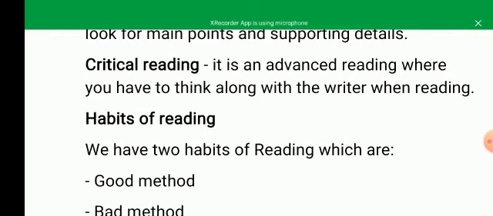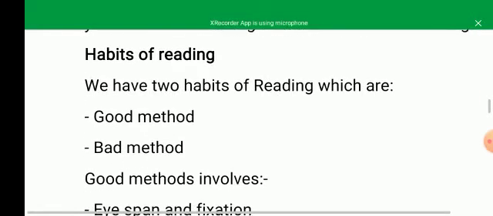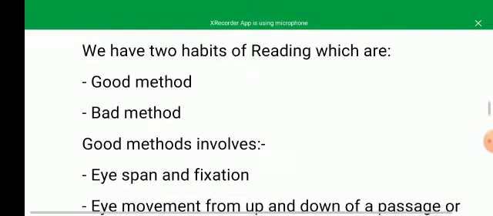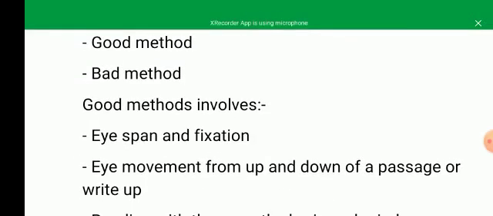We have many others. Now let's go to the habit of reading. We have 2 habits of reading, number 1 is there, number 2 is there. Now let's go through it one by one. Good methods involve, you can see number 1 point, high span and fixation.